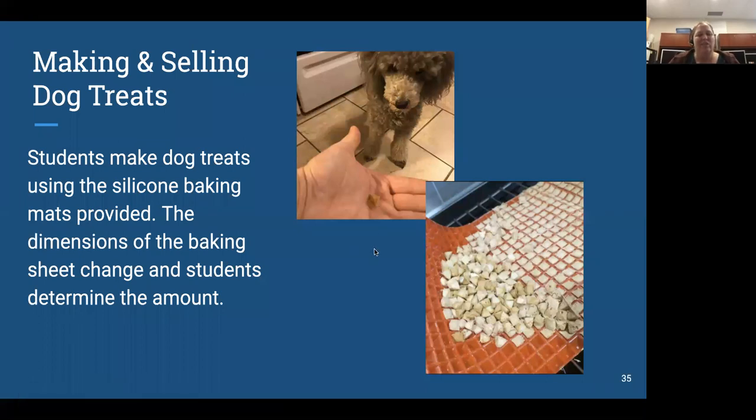These mats are made out of silicone, so I cut them into various sizes, and depending on how many treats somebody wants to buy, they can use a specific size of treat making mat, and figure out what the dimensions would be, or certain dimensions are given and they have to figure out how many treats there would be inside. So that's one that I have done, and we'll see evidence of that in a few minutes.